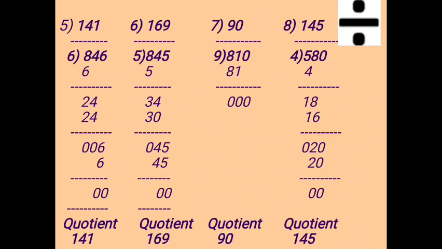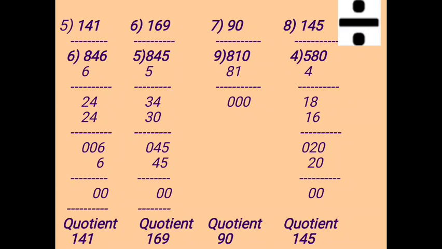Next, 580 divided by 4. Here you have to see 4 table. So 4 ones are 4 because 5 is greater than 4. Now you have to subtract. You will get the remainder as 1. Then as you all know, bring down this 8. So a new number is formed, that is 18.